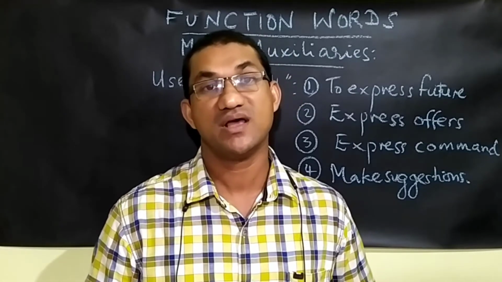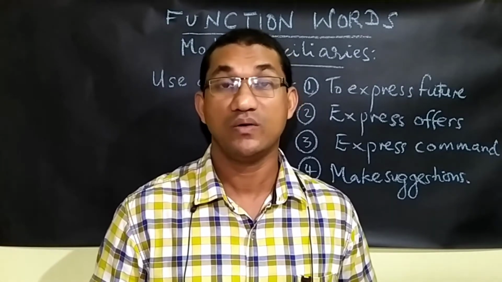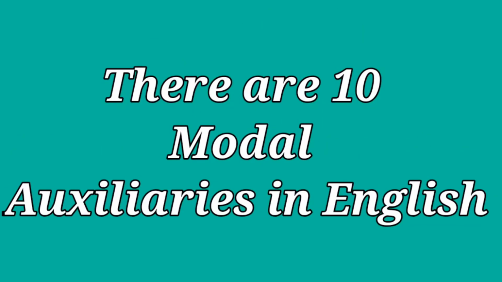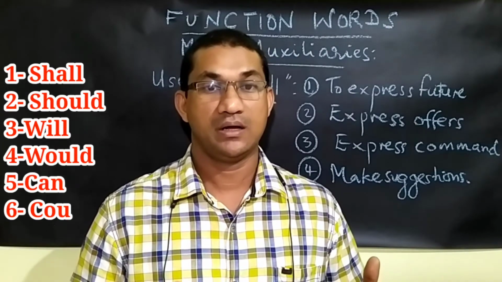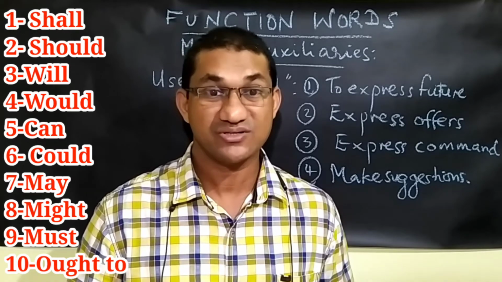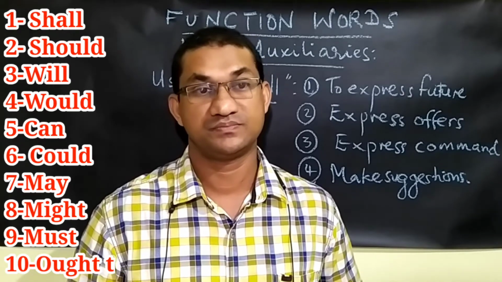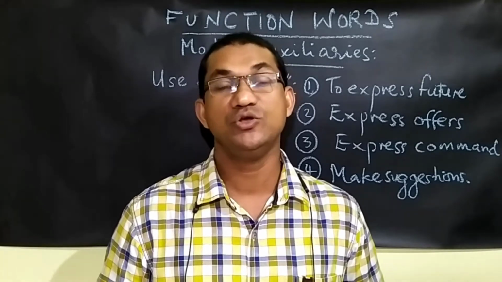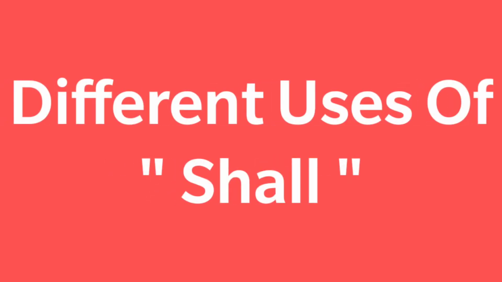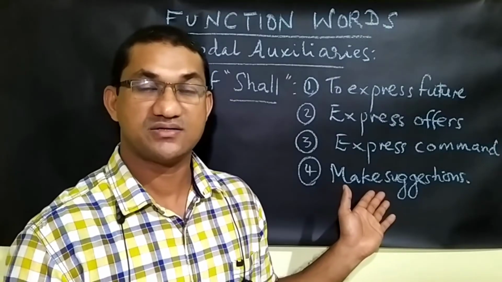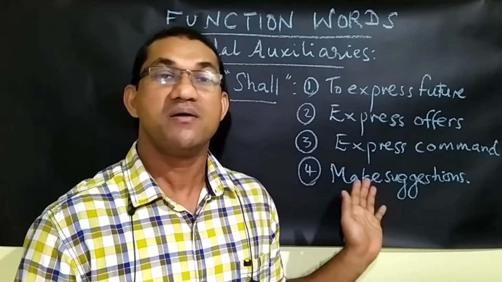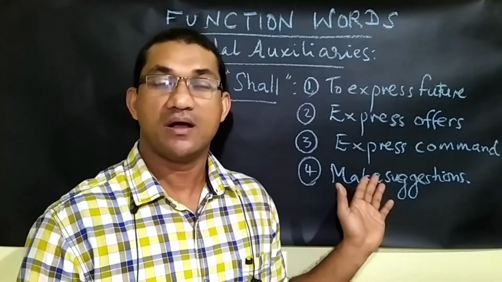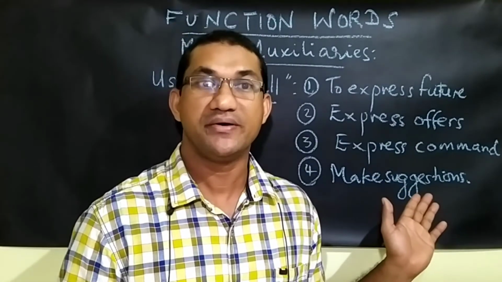Now we have to understand that there are many modal auxiliaries. To be very precise, we have 10 modal auxiliaries in English, and they are shall, should, will, would, can, could, may, might, must, and ought to. Today we are looking at the different uses of shall, the very first modal auxiliary, and we understand that shall is used for four main purposes. I have written down the four purposes or uses of the auxiliary shall.